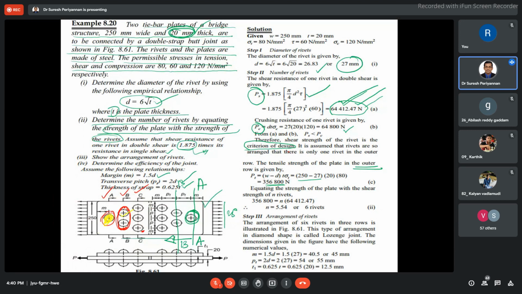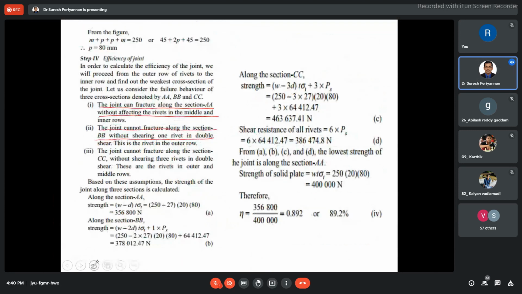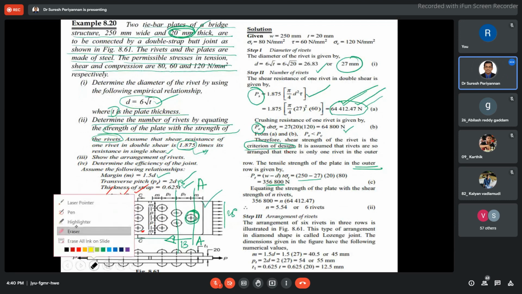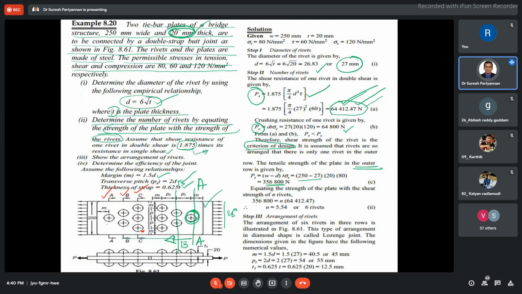Similarly, in another case, the joint cannot fail. These three rivets cannot fail without failing these two with respect to shear. That's what they're telling.